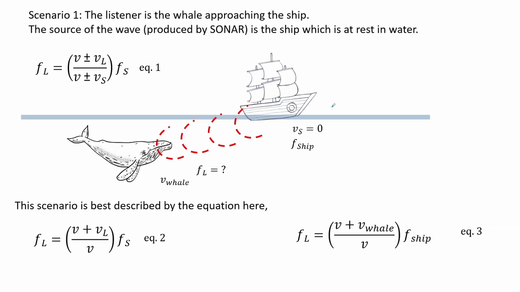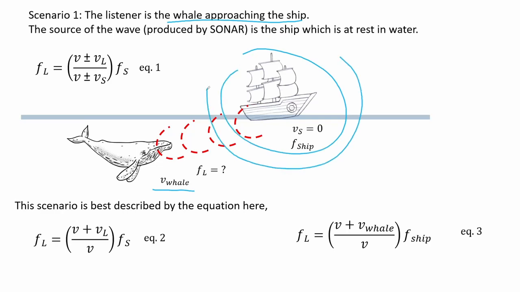Scenario 1, the listener is the whale approaching the ship, and the sound of the wave is produced by the ship here, so it's radiating from the ship. The equation that we have to consider is, of course, the Doppler equation, which is given by equation 1. Now, let us identify the nature or the behavior of each parameter. There are basically two parameters here that we have to consider: the speed of the whale and the speed of the ship.